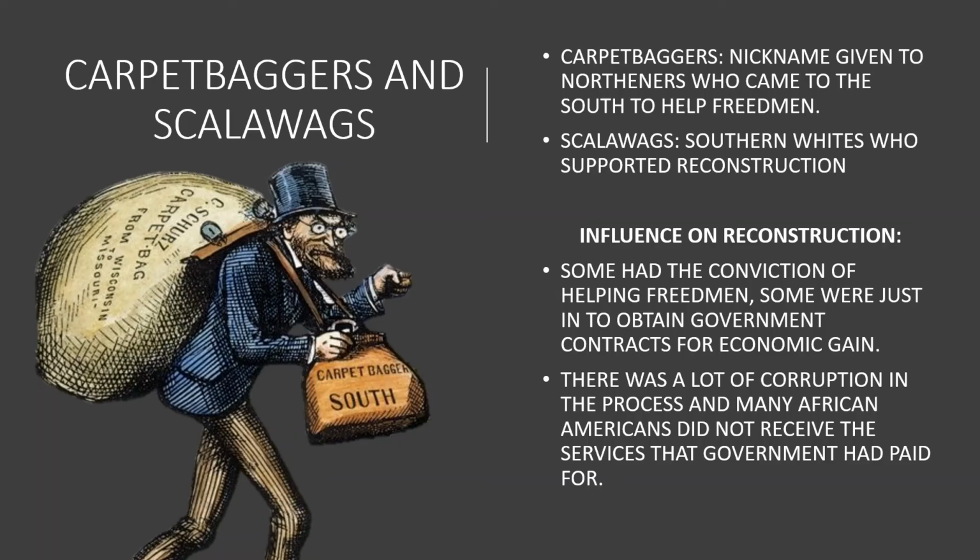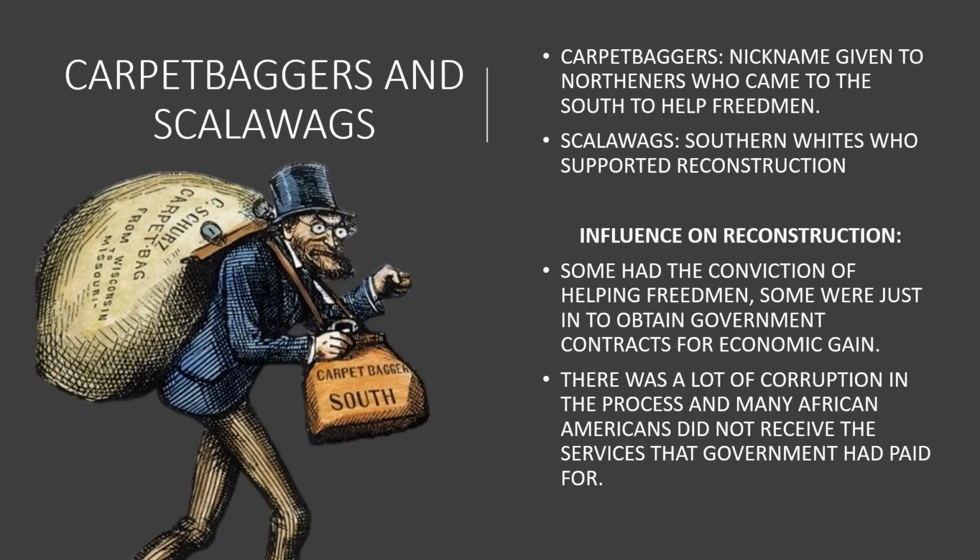Influence on Reconstruction. Some of these contractors had the conviction of helping freedmen, while some were just in it to obtain government contracts for economic gain. There was a lot of corruption in the process, and many African Americans did not receive the services that the government had paid for.